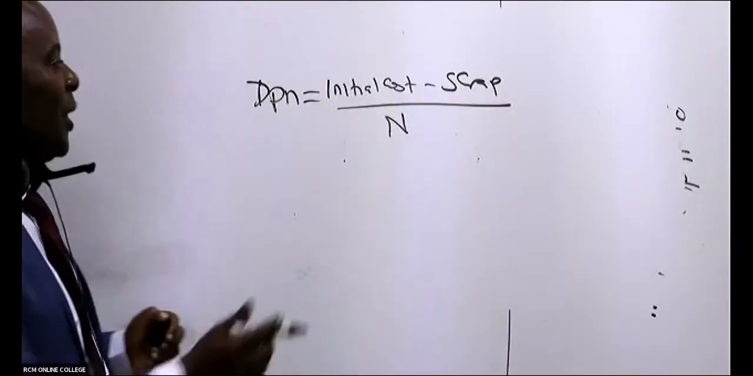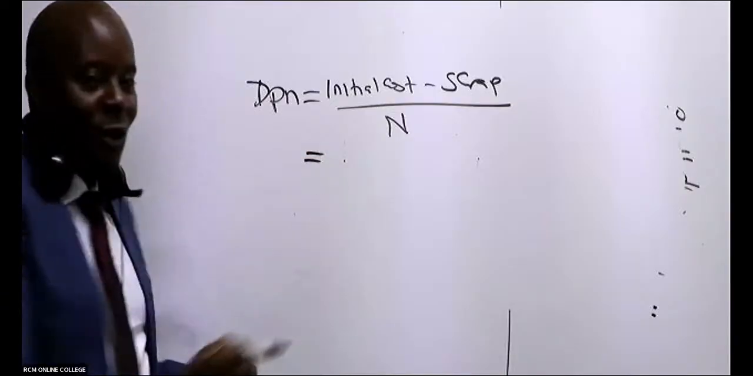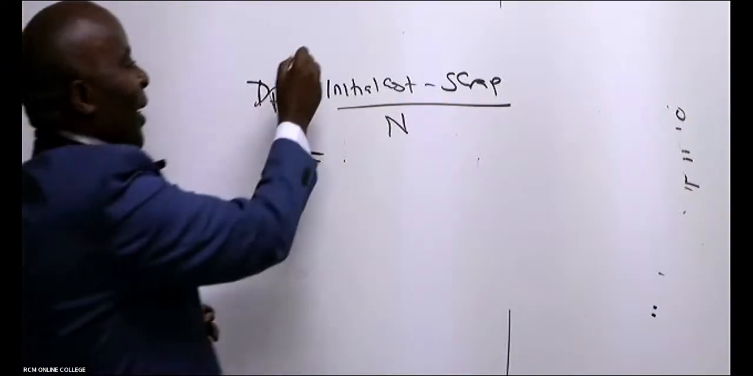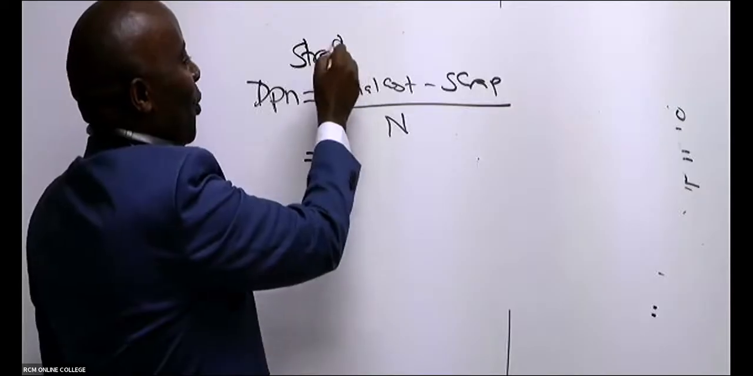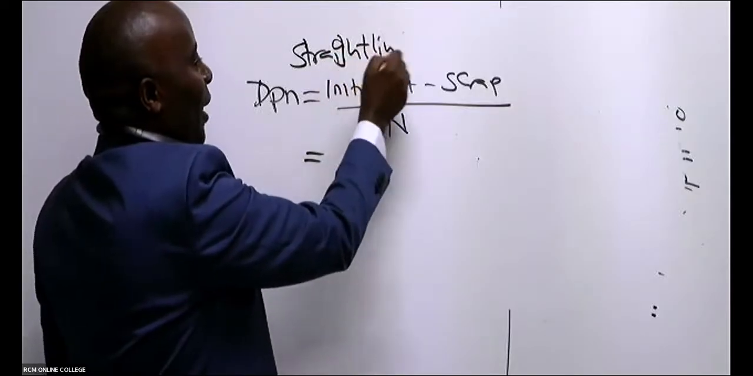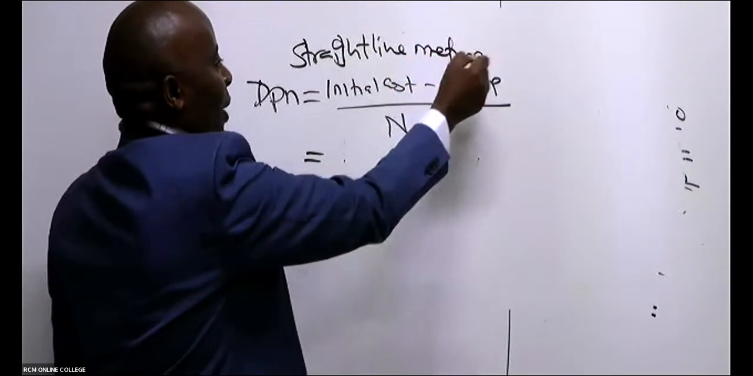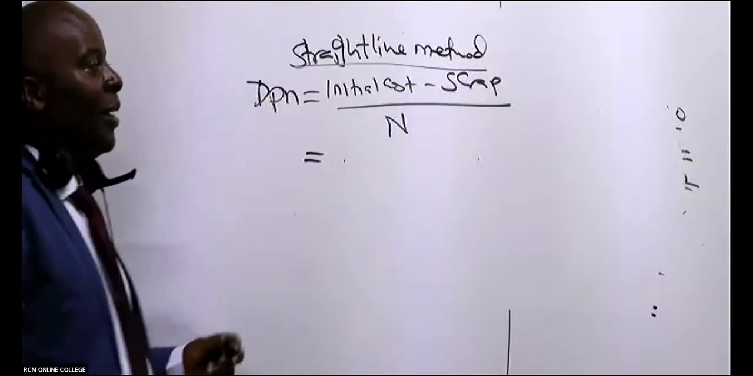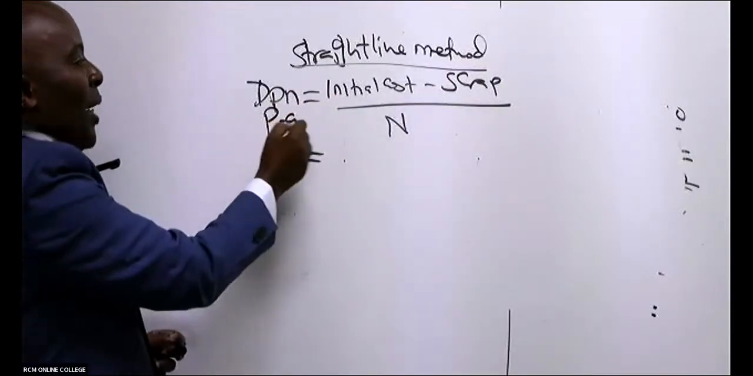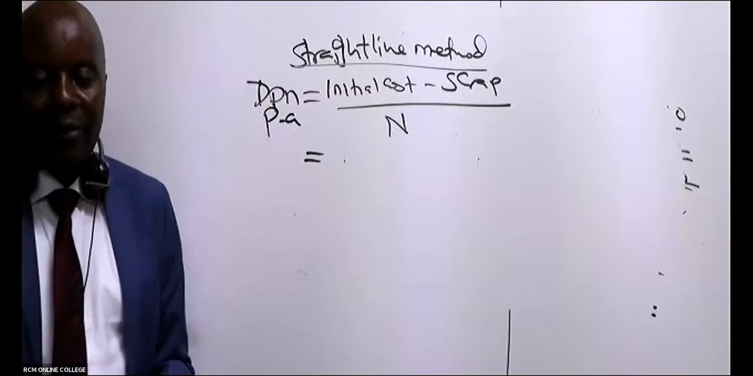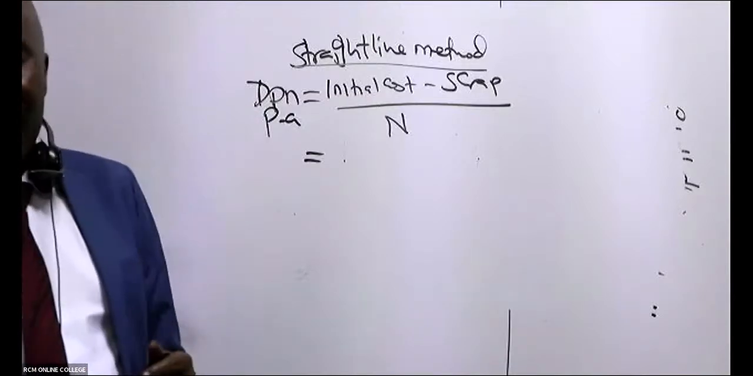So in this question, is there somebody who is able to see the initial cost? Remember, this is the straight line method. You can just write it like that, and then you underline. Now to get depreciation per annum, we take initial cost minus scrap value divided by N.